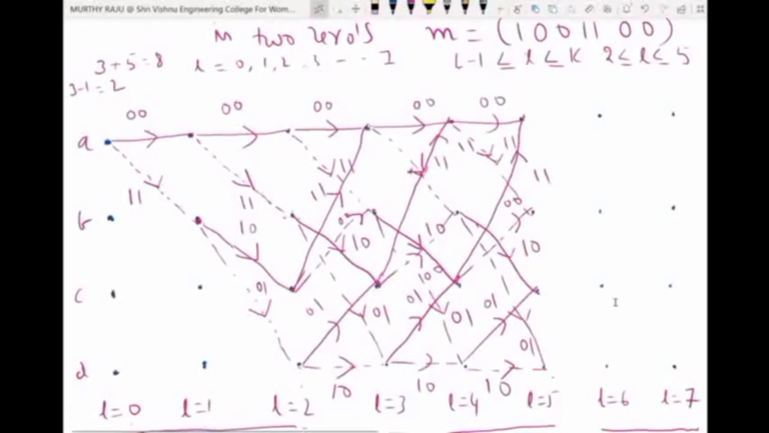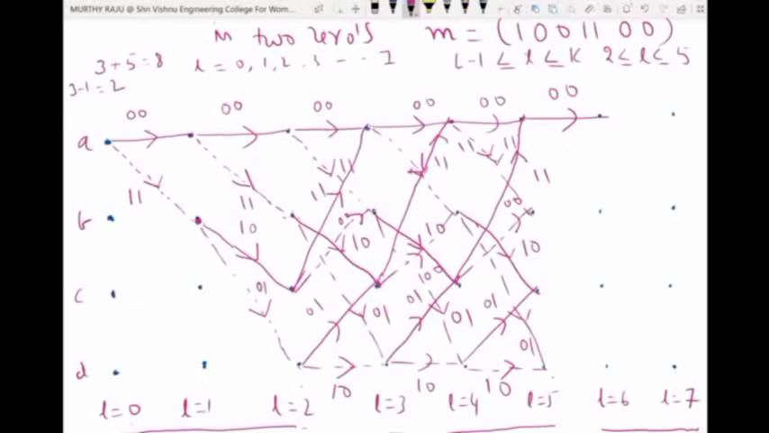Consider L is equal to 5. From L is equal to 5 onward, the structure is periodic in nature. From L5 to L6, L6 to L7, the input to the convolutional encoder is zeros. That means consider 0 points only. Here you are in state A, input bit is 0, goes to state A, with output 0 0. Not considering M is equal to 1.